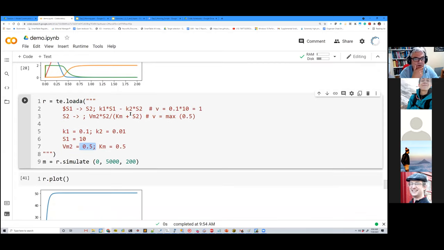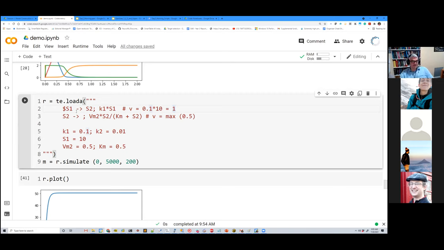Well, the problem was, when I had it like this, the reaction rate on the first one was 1. First of all, you have to agree with that, which is just K1, which is 0.1, times S1, which is 10. So 10 times 0.1 is 1. So the rate in the first reaction was 1 mole per liter per second. That's fixed. It doesn't ever change.